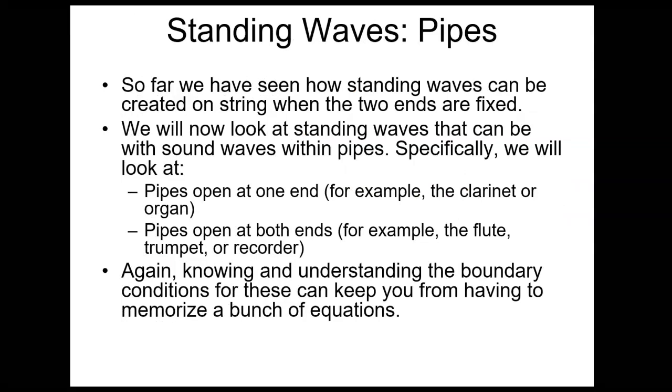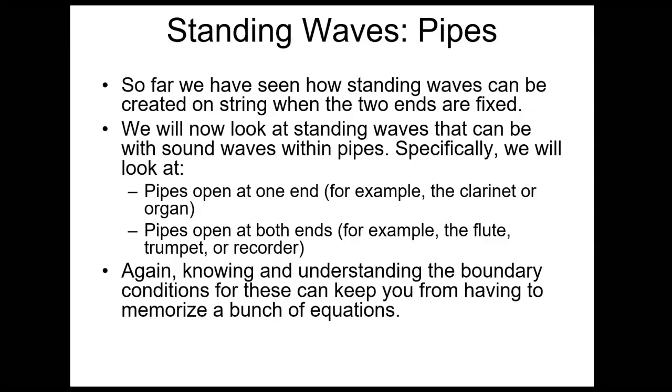Okay, so now we're going to finish up by talking about standing waves and pipes. We talked about standing waves and how they can be created on a string when the two ends are fixed. So we're going to look at 2 types of standing waves that can be formed in pipes. Here are the 2 types. Number 1, pipes open at one end but not the other end, like, for example, a clarinet or an organ.